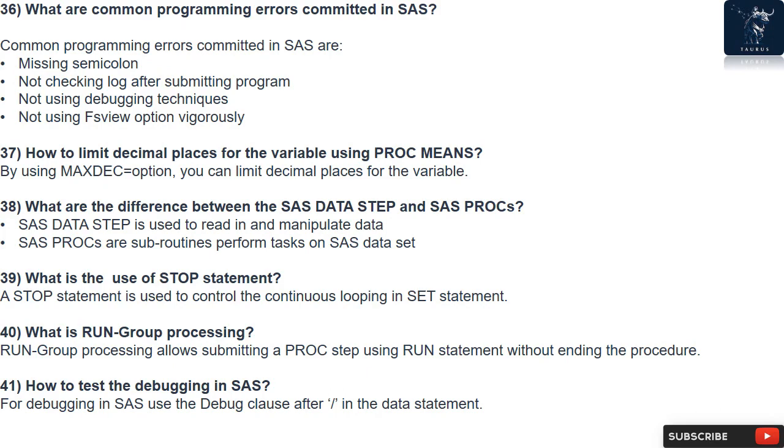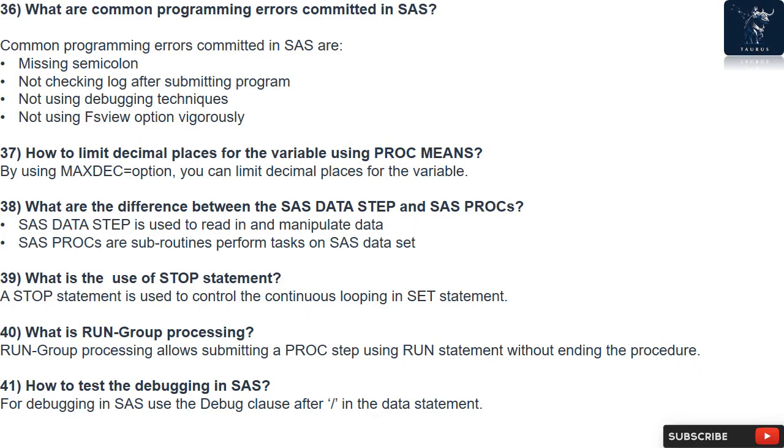38. What is the difference between the SAS data step and SAS PROCs? The SAS data step is used to read in and manipulate data. SAS PROCs are subroutines that perform tasks on a SAS data set. 39. What is the use of the STOP statement? A STOP statement is used to control the continuous looping in the SET statement. 40. What is run group processing? Run group processing allows submitting a PROC step using the RUN statement without ending the procedure.